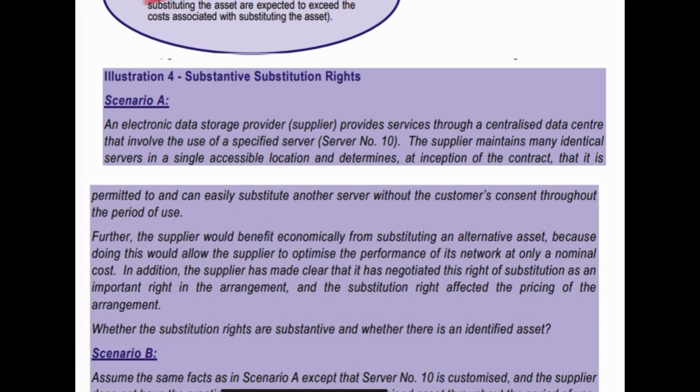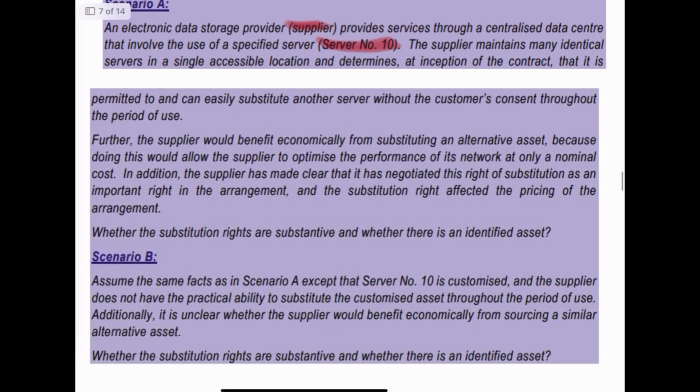So in scenario A, an electronic data storage provider, who is a supplier, provides services through a centralized data center that involve the use of a specified server. So a specified server is available. The supplier maintains many identical servers in a single accessible location and determines at inception of the contract that it is permitted to and can easily substitute another server without the customer's consent throughout the period of use. Okay, so this is the situation.